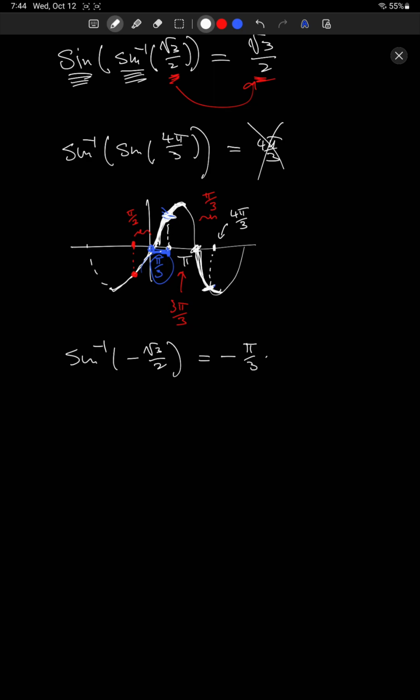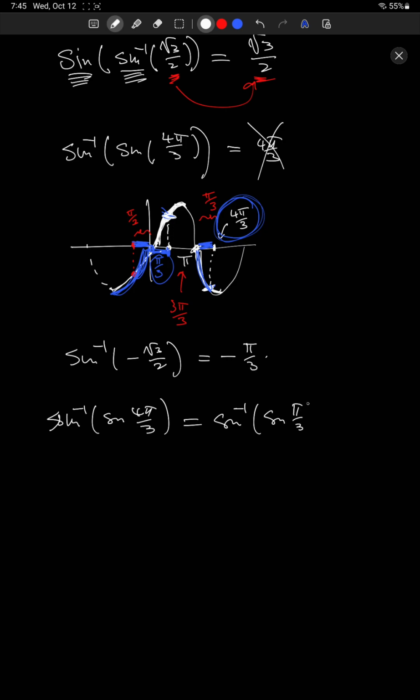Another way to reason this out is to look at this 4 pi over 3. This is a little more direct, but perhaps we're not as used to working with negative angles. This 4 pi over 3 is right there, and that's symmetric to that hump, the negative side of the hump. Since this gap here is pi over 3, that gap there has to be pi over 3. And so we know that sine of 4 pi over 3 is the same as sine of negative pi over 3, right? And in that way, arc sine of sine of 4 pi over 3, we've reasoned, is now the same as arc sine of sine of negative pi over 3.